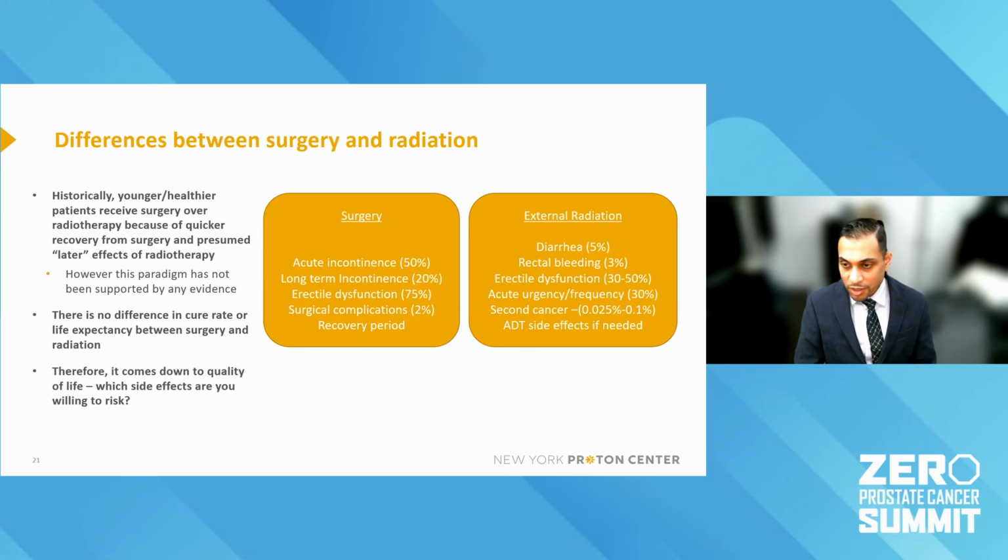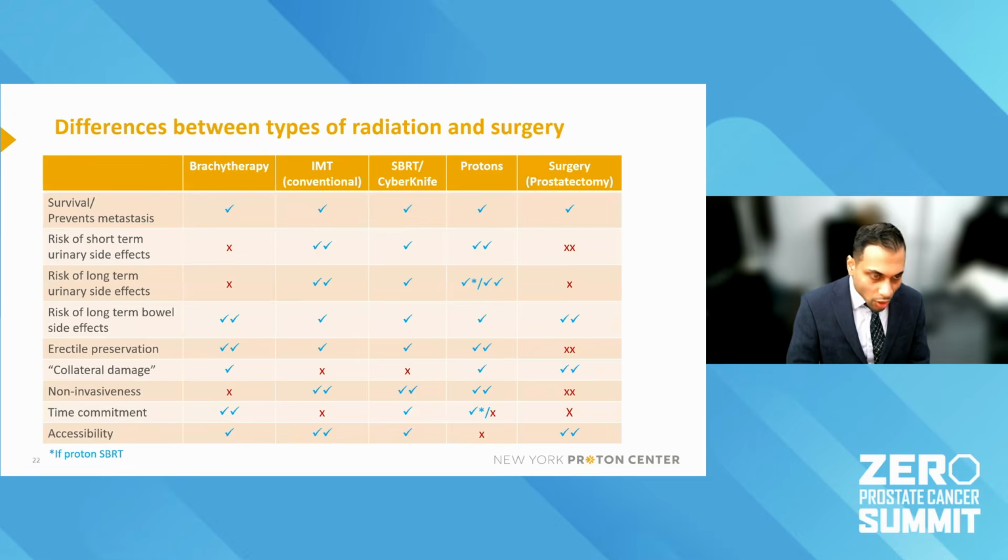Secondary cancers, as I mentioned, are exceedingly rare, but non-zero. And if you're dealing with a population of millions of people getting prostate cancer and getting treated, there are going to be a few people that do develop secondary cancers with radiation. And then lastly, the ADT side effects, if necessary, you have to deal with those as well for higher risk disease.